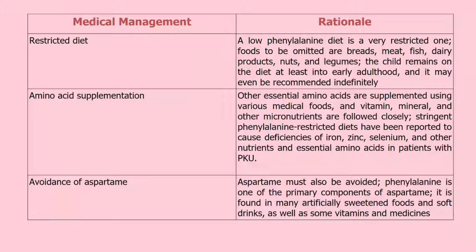And avoidance of aspartame. Aspartame must also be avoided. Phenylalanine is one of the primary components of aspartame. It is found in many artificially sweetened foods and soft drinks, as well as some vitamins and medicines.